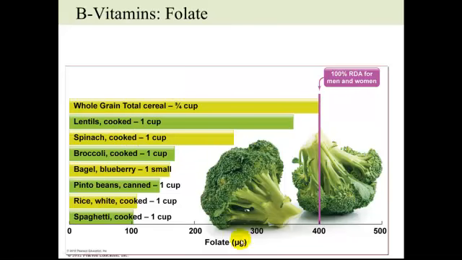So here is folate. This is in micrograms. Notice this is in micrograms. And some of the sources, things like lentils, have a very good amount of folate. Broccoli, even cooked spaghetti and white rice have a good amount of folate.